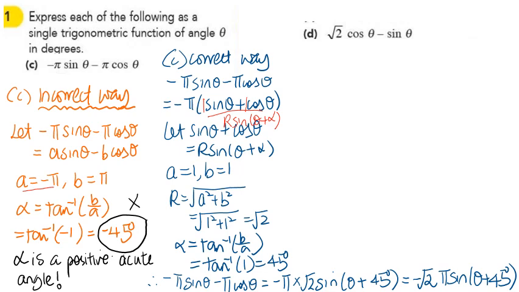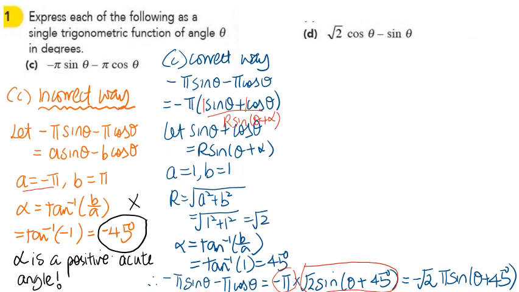You have to factorize your negative pi out. Okay, so the negative pi is here. This is the single trigo function for your sine theta plus cosine theta. And then if you take negative pi times square root 2, that will give you negative square root 2 pi, and then sine bracket theta plus 45 degrees.